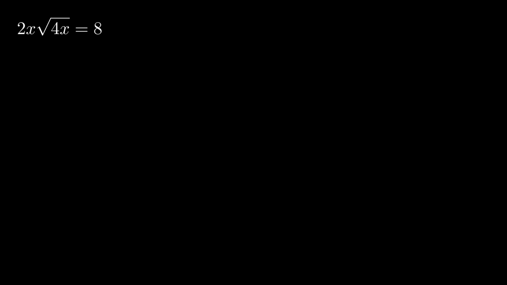Now, before we begin, let's think about our plan. First, we want to simplify the square root. Then, we will isolate the variable. Finally, we will solve for x.